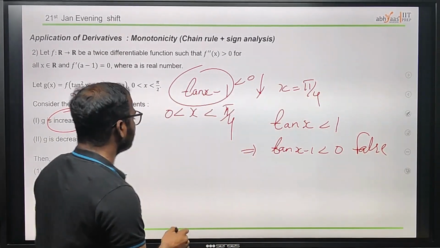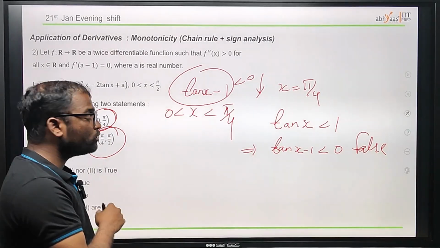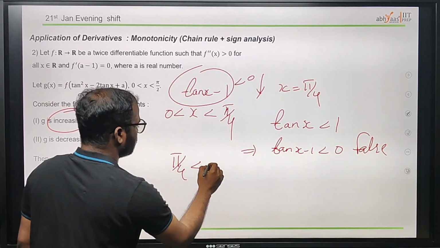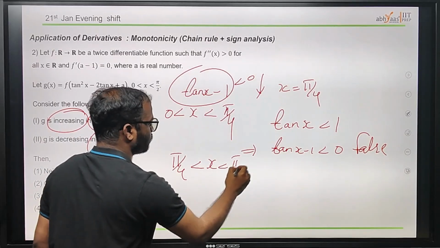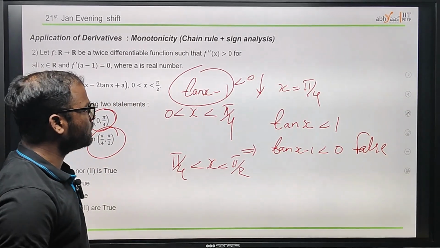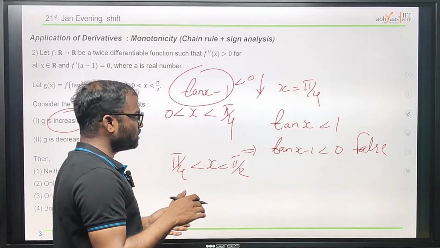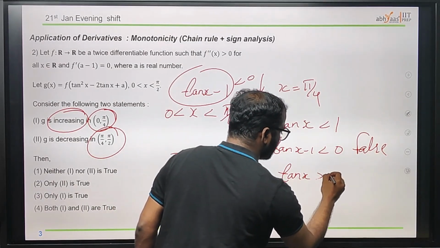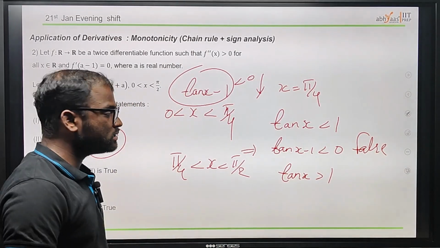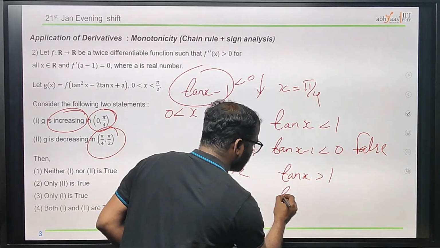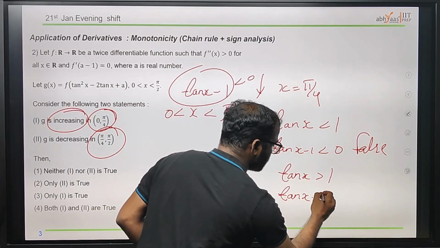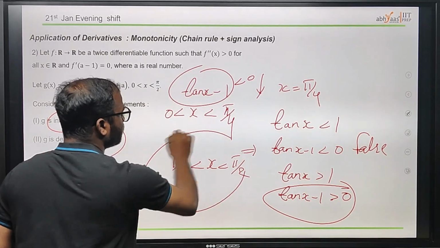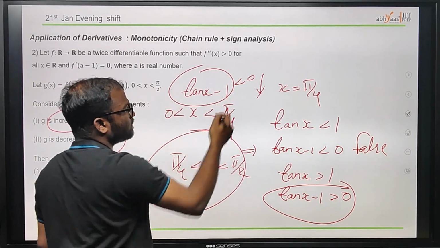Now check for this interval pi by 4 to pi by 2, which is pi by 4 less than x less than pi by 2. Here tan x is greater than 1. Therefore tan x minus 1 is greater than 0. Therefore in this interval this will be greater than 0.